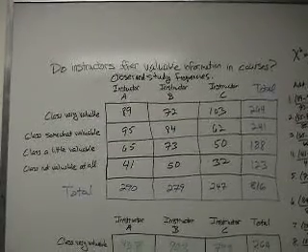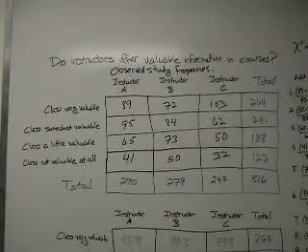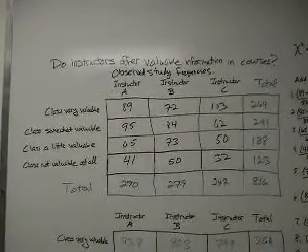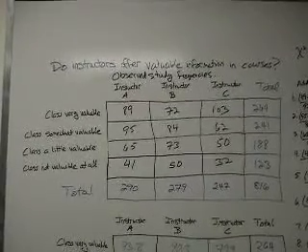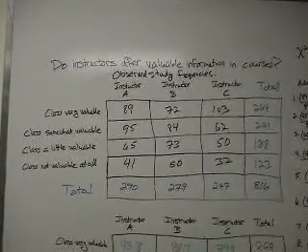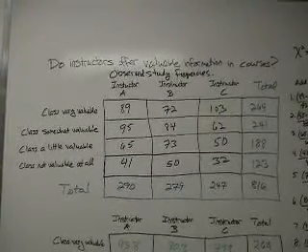Okay, so we're going to go over one more type of problem called the chi-square. What the chi-square does is look at frequencies presented in table form, and we're going to compare frequencies observed versus those expected. But let's say you were given this table here.